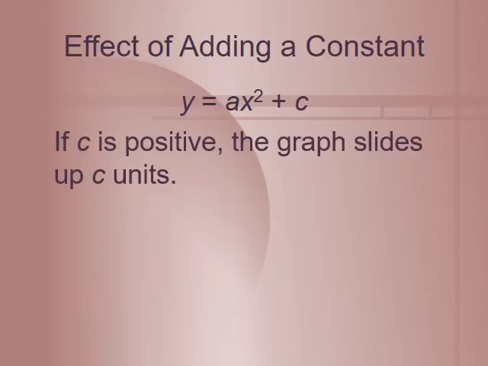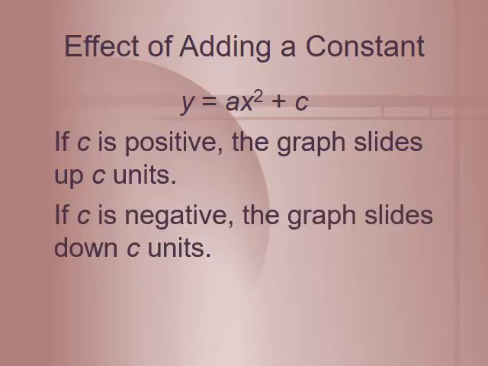Okay, so let's look at what happens whenever we add that constant. Let's just think about that. If c is positive, then it makes it move up, and if c is negative, it makes it move down. So if you have a plus or a minus here, the vertex, everything stays, all the points move up or down.